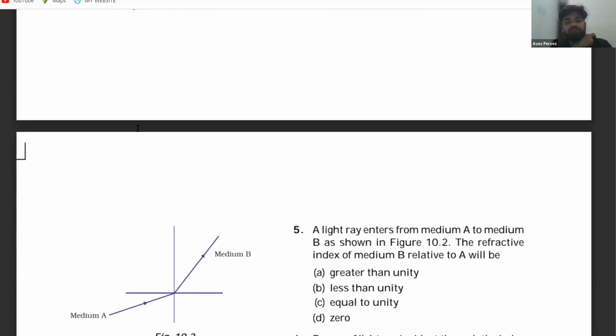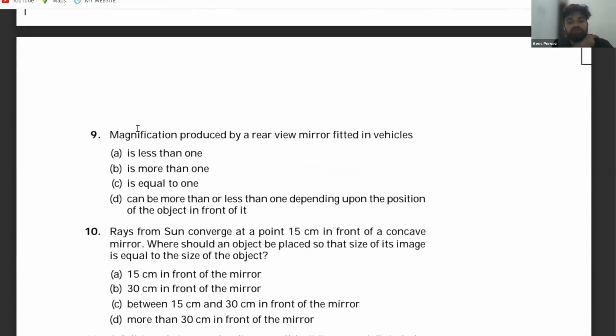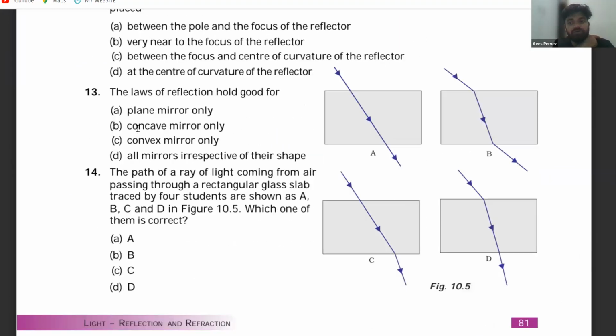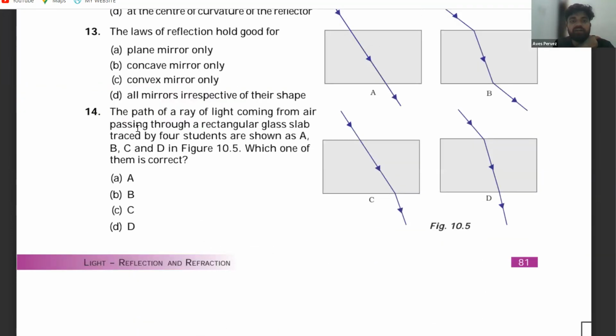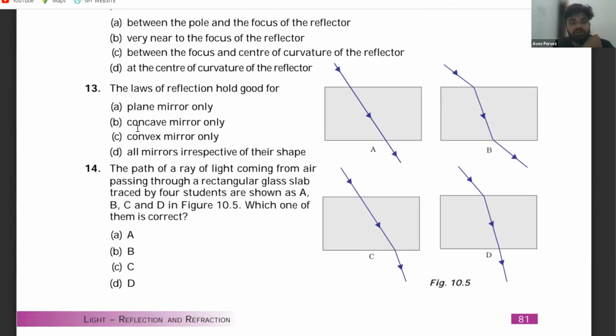So now moving to this one, let's have some more questions regarding this point of view. Tell me which one is the correct path in question number 14. Which one is correct in figure 10.5? A, B, C, D. B is correct.